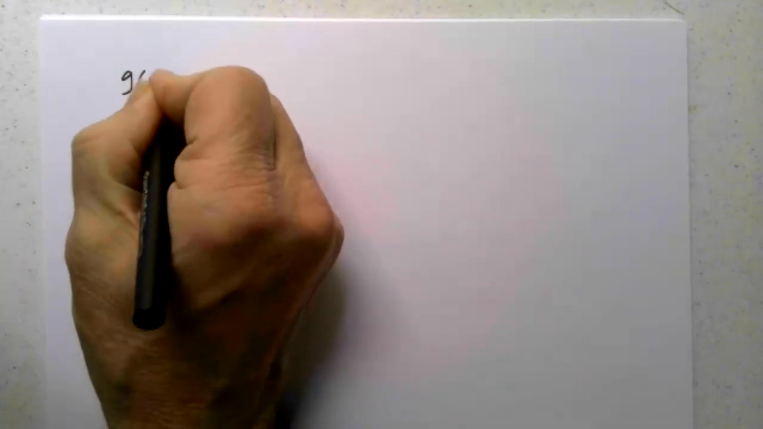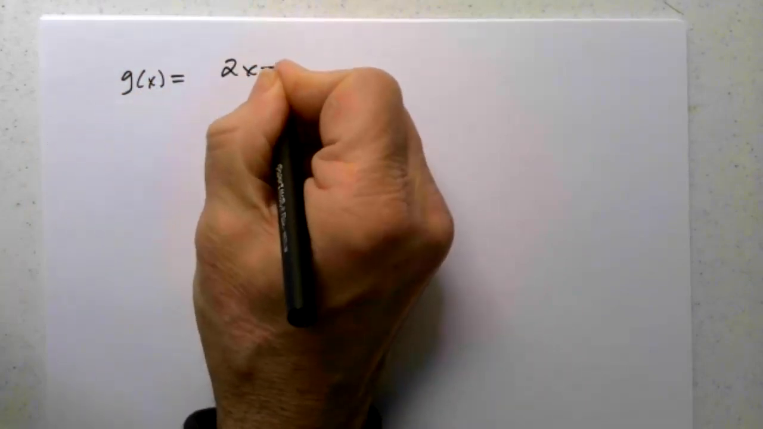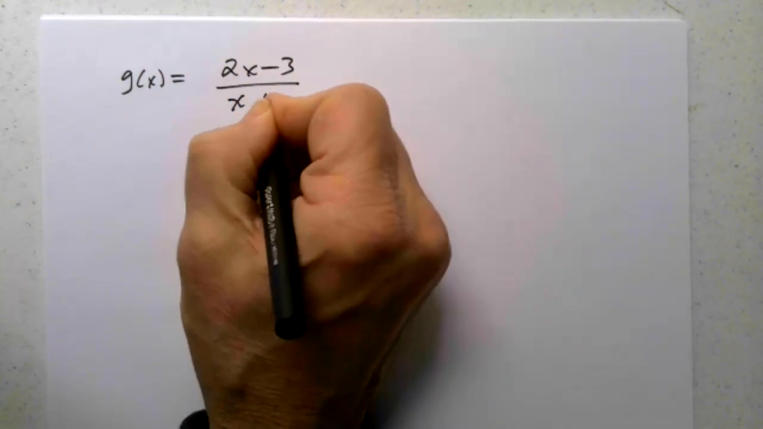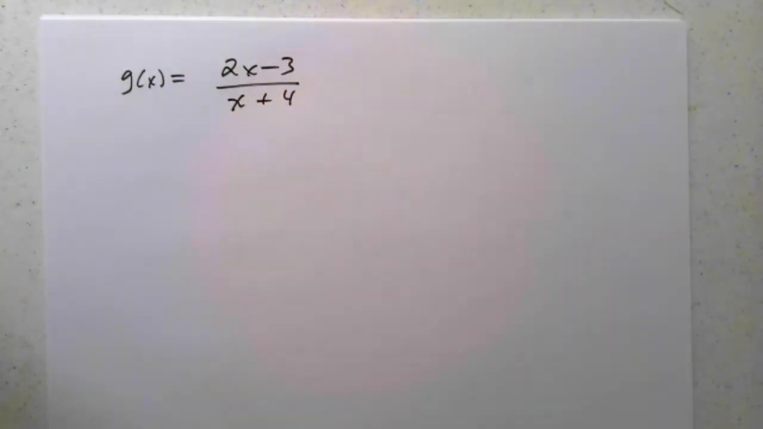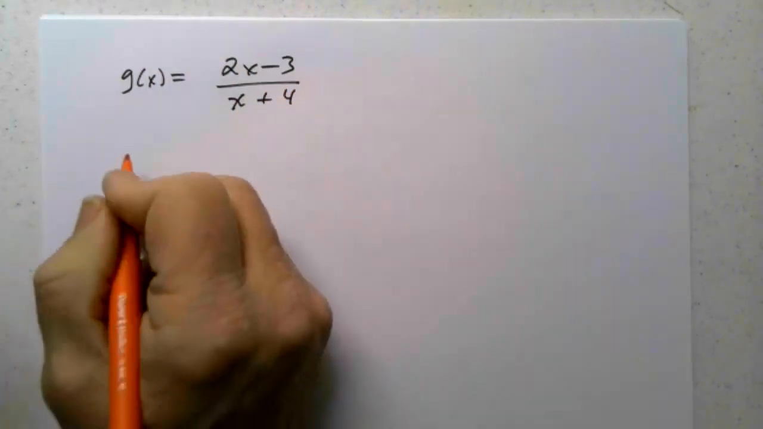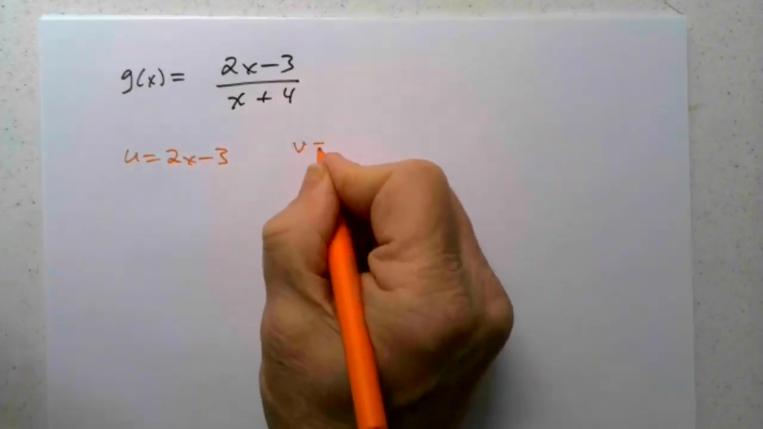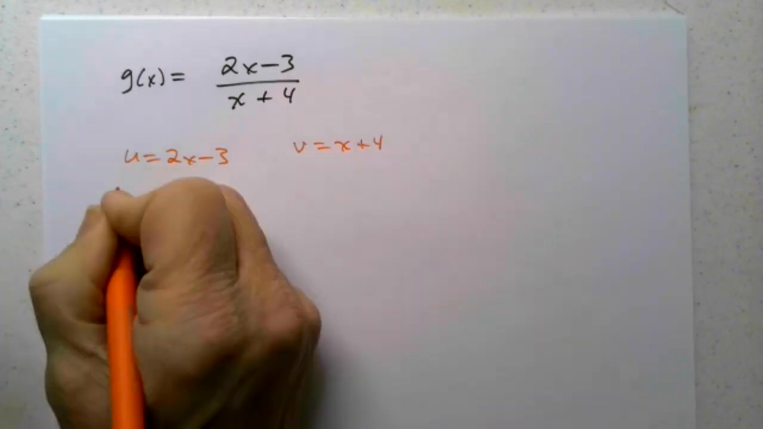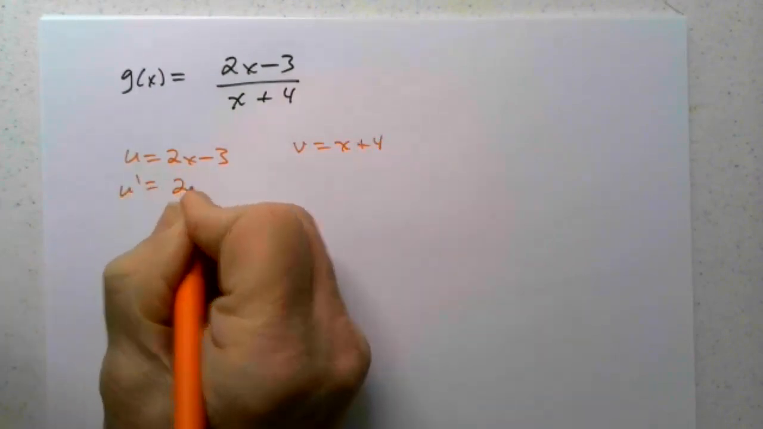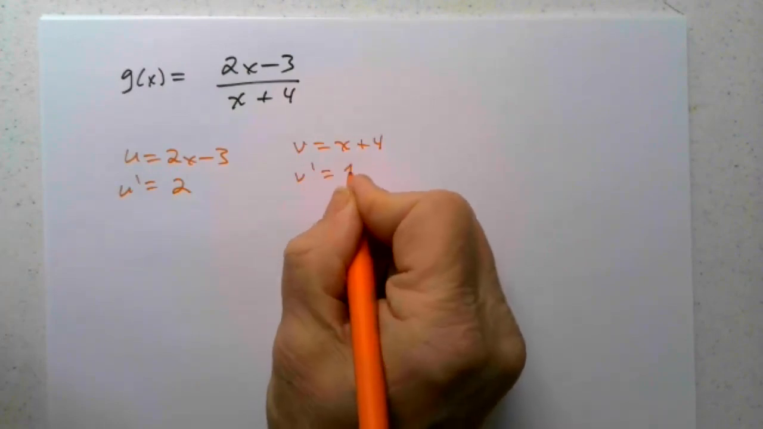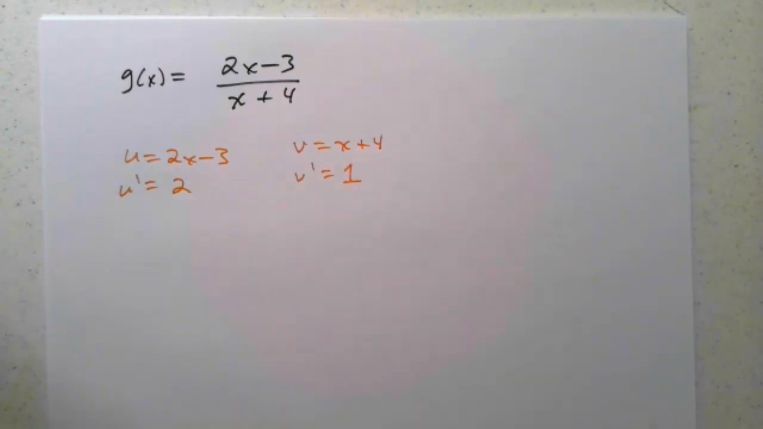So let's go with a quotient rule problem next. How about g of x equals 2x minus 3 over x plus 4. We want to take the derivative. We're going to use the quotient rule. U is 2x minus 3. V is x plus 4. U prime is 2. V prime is 1. What's our rule?